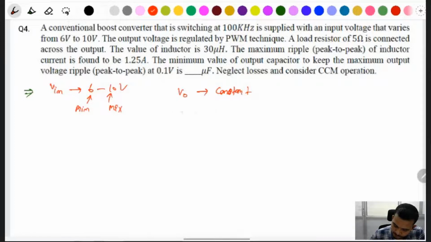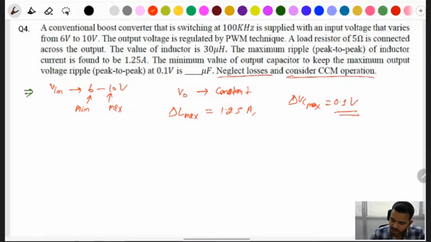The value of inductor is 30 microhenry. The maximum ripple in inductor current is given, delta IL max 1.25 ampere, and it says the minimum value of output capacitor to keep the maximum output voltage ripple is 0.1 volt. Delta Vc maximum 0.1 volt only. Neglect losses, because it is continuous conduction.